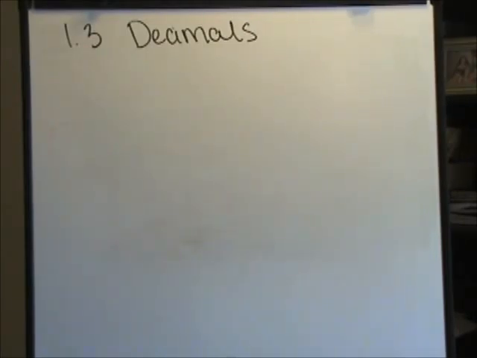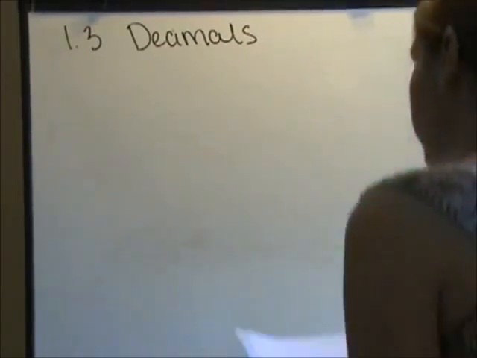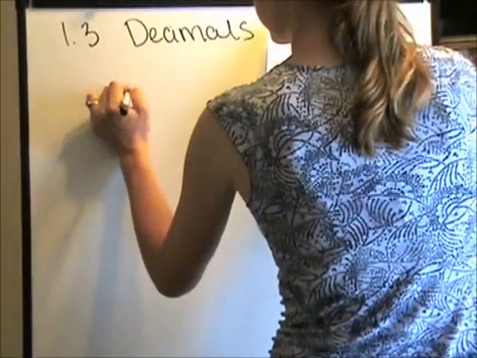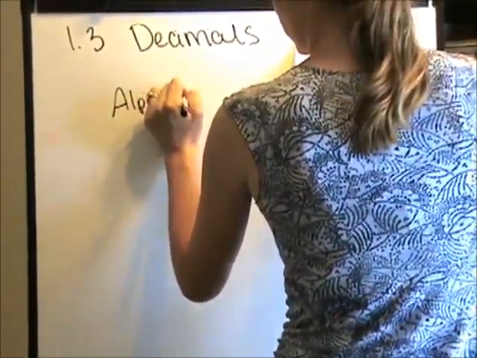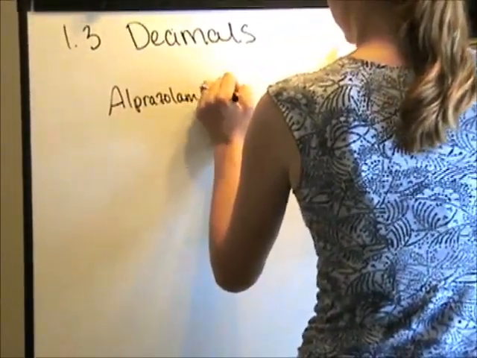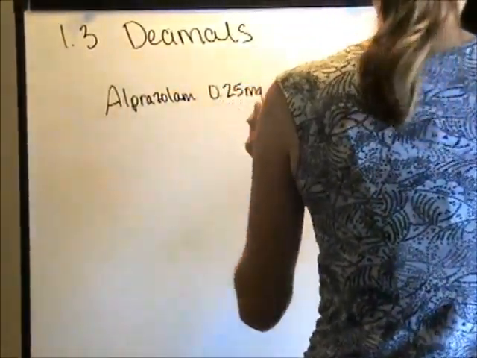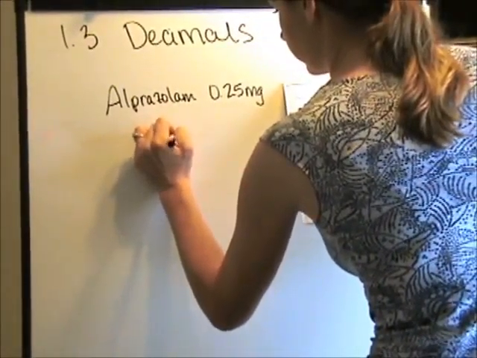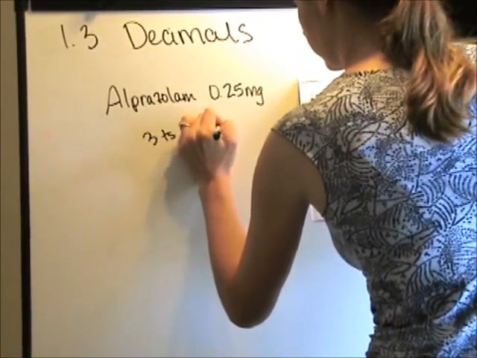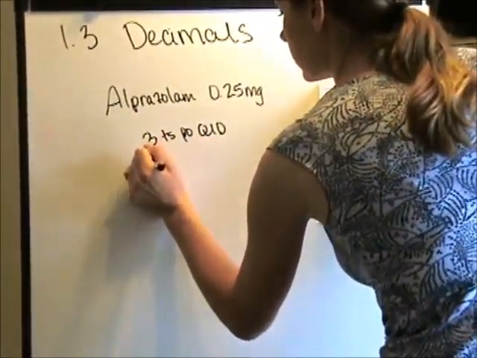So if we take a look at the problem set on page 19, let's go down to number 19 in the applications, where we're actually looking at applying it to a prescription. Number 19 says, using the prescription below, answer the following questions. We've got alprazolam, 0.25 milligrams, and we want to take 3 tablets by mouth 4 times a day. And they're dispensing 100 tablets.